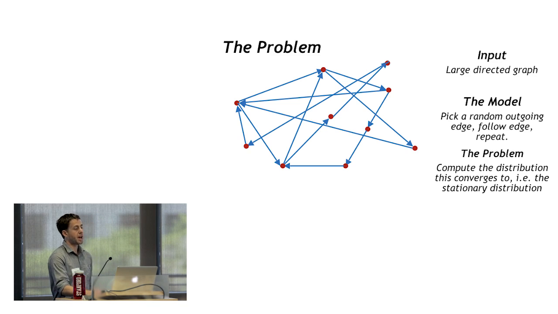And the question we want to ask is, if this process converges to some distribution over the graph, known as the stationary distribution, can we compute the stationary distribution fast? So the problem we want to talk about is, can we get fast algorithms for computing the stationary distribution?